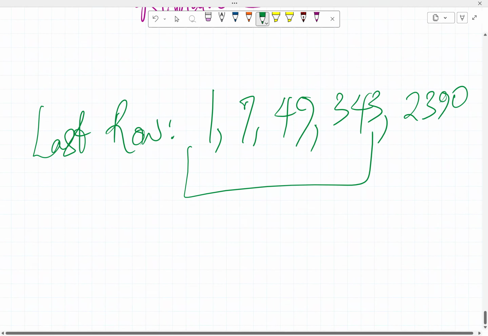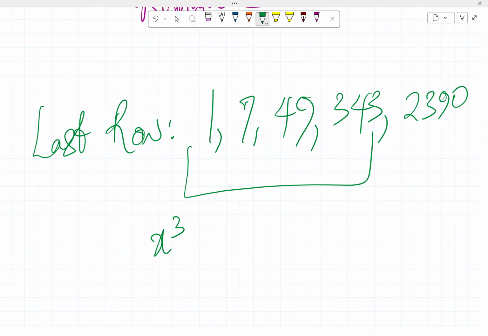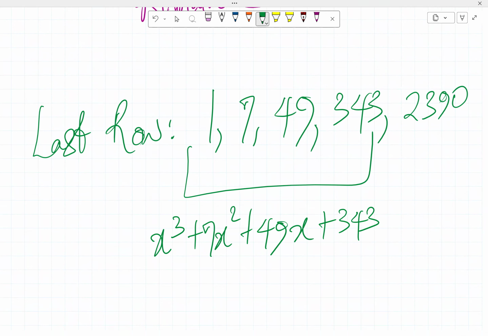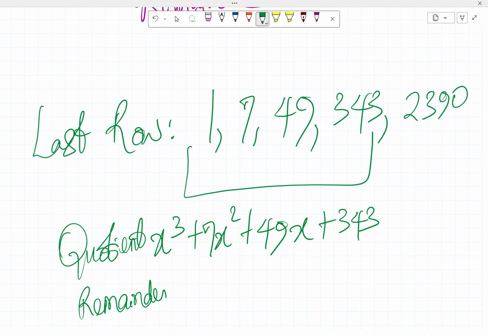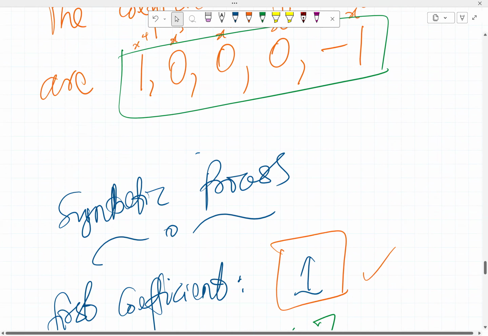So that's 343 for x raised to power 0, then x raised to power 1, x raised to power 2, x raised to power 3. We have x cubed plus 7x squared plus 49x plus 343. Okay, so this should be the quotient, and the remainder is 2390. That feels like a very big number though. Let's see how that works.